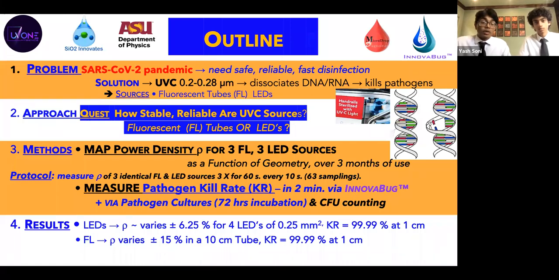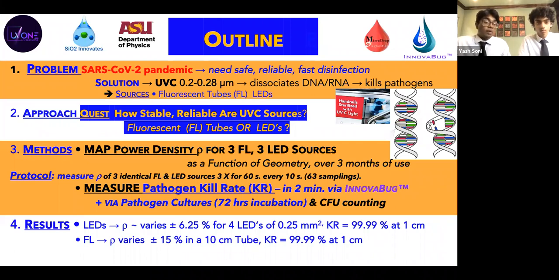The methods we used was to map the power density rho for 3 fluorescent and 3 LED sources as a function of geometry over 3 months. Our protocol was to measure the power density of 3 identical fluorescent and LED sources 3 times for 60 seconds every 10 seconds for a total of 63 samplings. We went to measure the pathogen kill rate in 2 minutes using InnovaBug. We use pathogen cultures at 72-hour incubation time and CFU counting to find this.